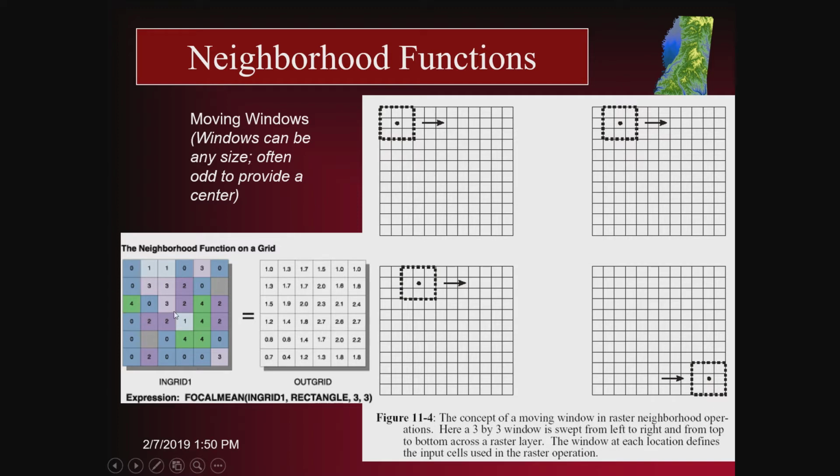Okay, so 15, and then how do we get the average once we've added up all the values? We divide by what? The number of cells, yeah. So we've got 0, 1, 2, 3, 4, 5, 6, 7, 8, 9 cells. So 15 divided by 9 is what? Should be 1.7 if ESRI has produced the right answer. They rounded. Okay, so that's why it's 1.7.